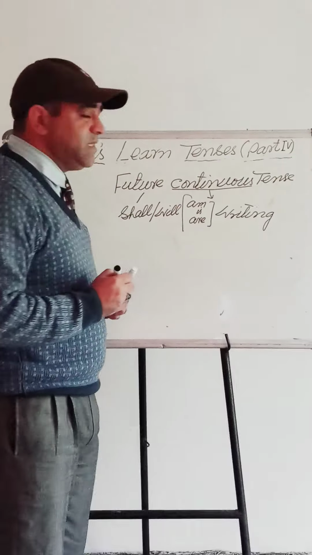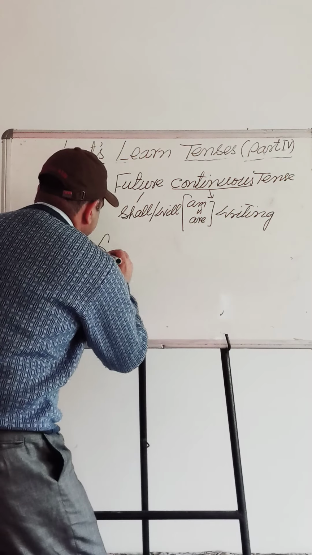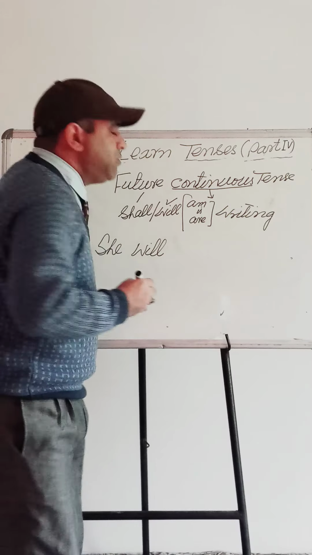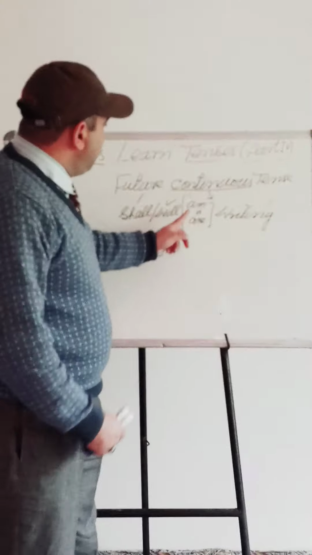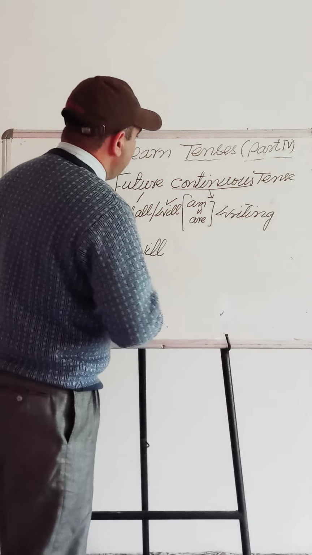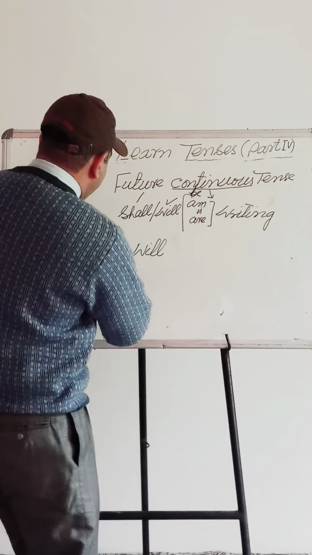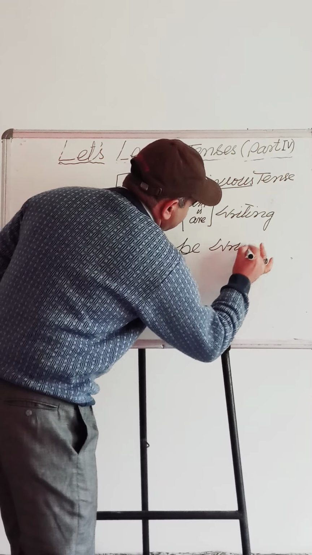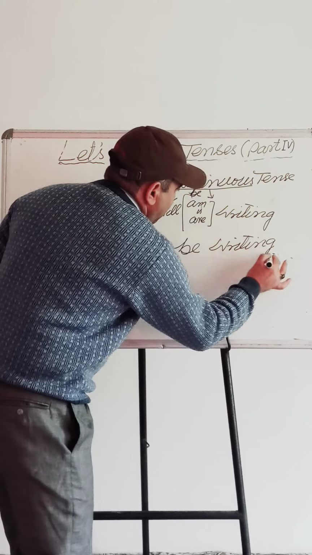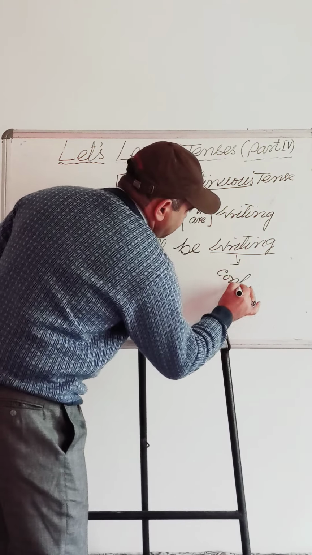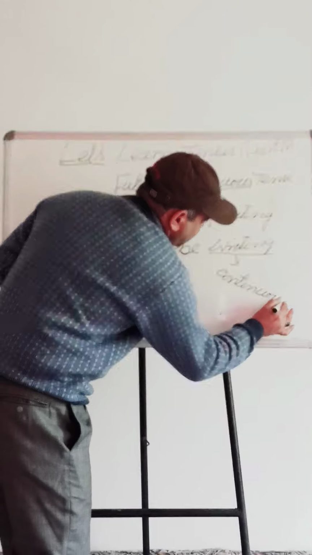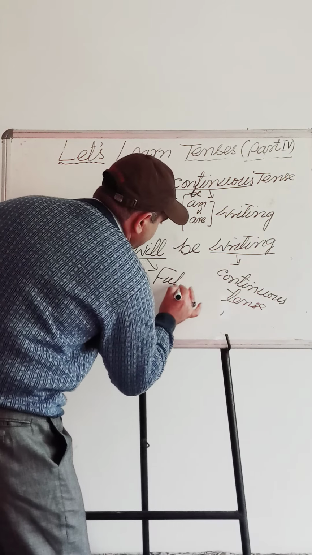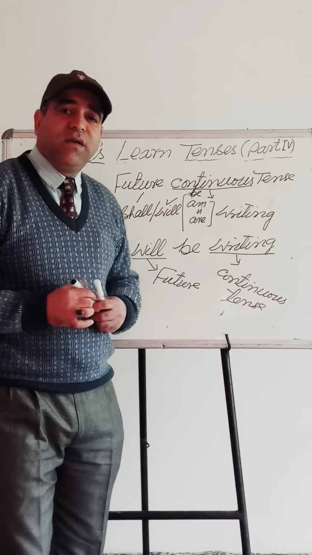Let us frame a sentence in this tense. She will, but after will, we have to mandatorily use the infinitive form of the verb. We cannot use am, is, and are. Their infinitive form is be. So we can write, she will be writing. Writing is the ing form of verb, so it is continuous tense. And will represents future, so it is future continuous tense.